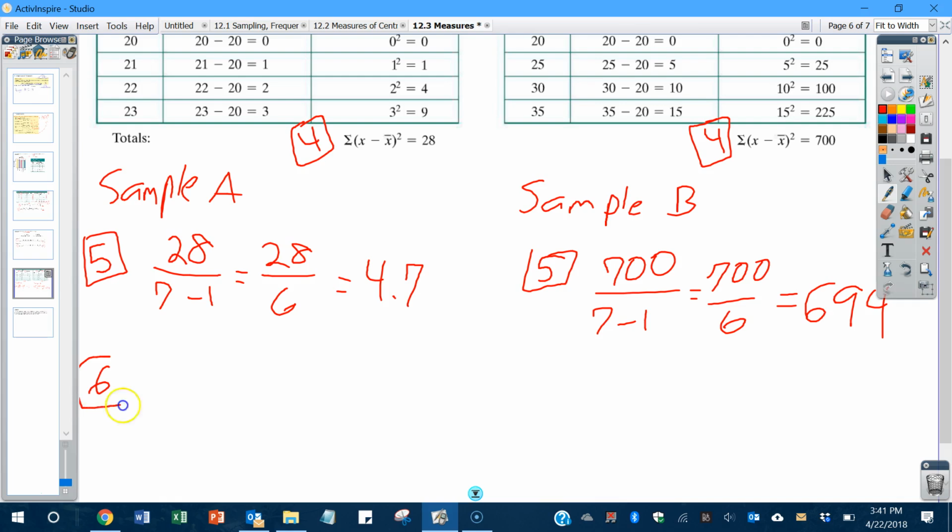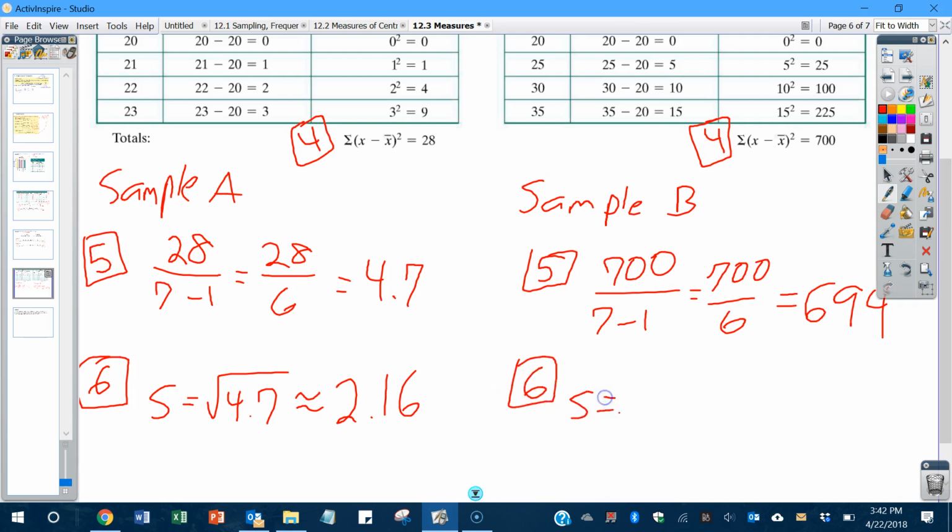So step 6 is to take the square root of that. So S is equal to the square root of 4.7, which is just about 2.16. I'll round it to that. All right, here S is going to be equal to the square root of 694, which is just about 23.34.